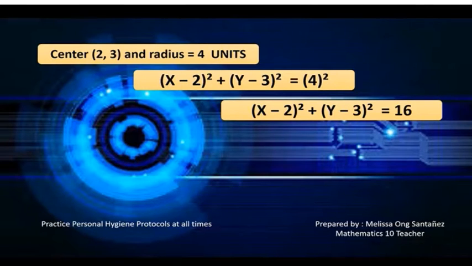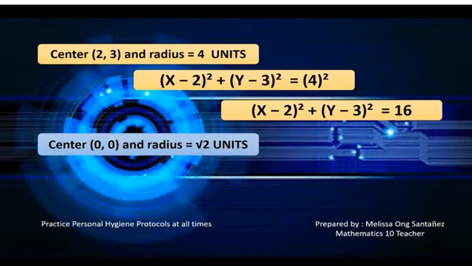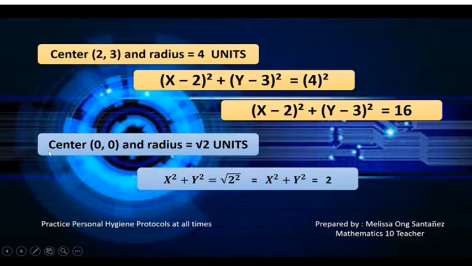Another example. What if the center is back to the origin, 0, 0, and your radius is square root of 2 units? You might be confused because you are seeing the radical symbol. But just take note, the radius is represented by r. All you have to do is replace those variables from the formula with what is given. So if your center is at the origin, or at 0, 0, it will be x squared plus y squared is equal to r squared.